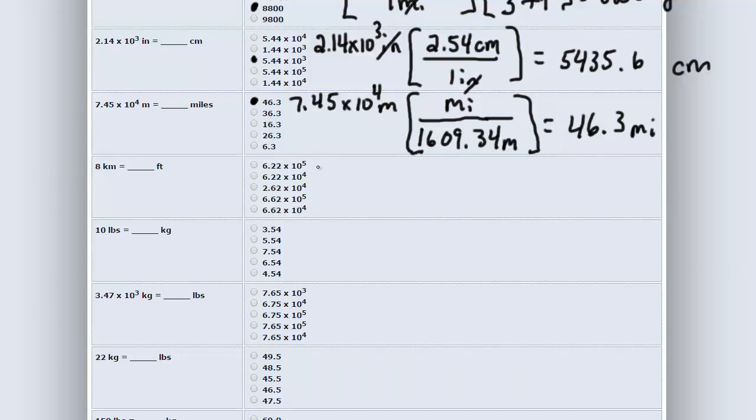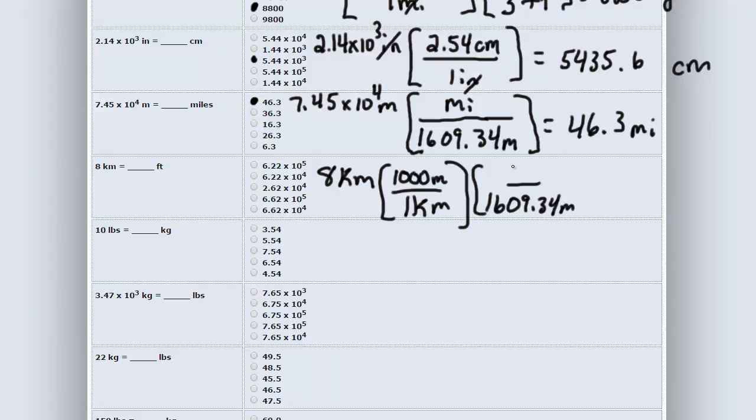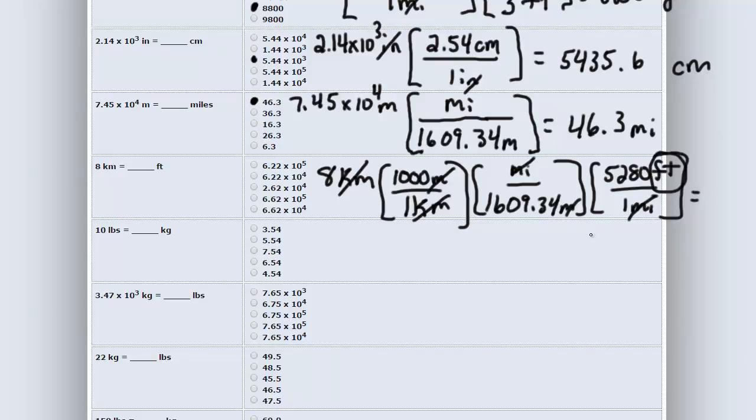Okay, here we go. So we have 8 kilometers, and we want to go to feet. Well, every 1 kilometer is 1,000 meters. And we know that there's 1609.34 meters in a mile. And there are 5,280 feet in 1 mile. So the kilometers, the meters drop out, and the miles drop out. Always, always, always go back and check your units to make sure your units are correct.